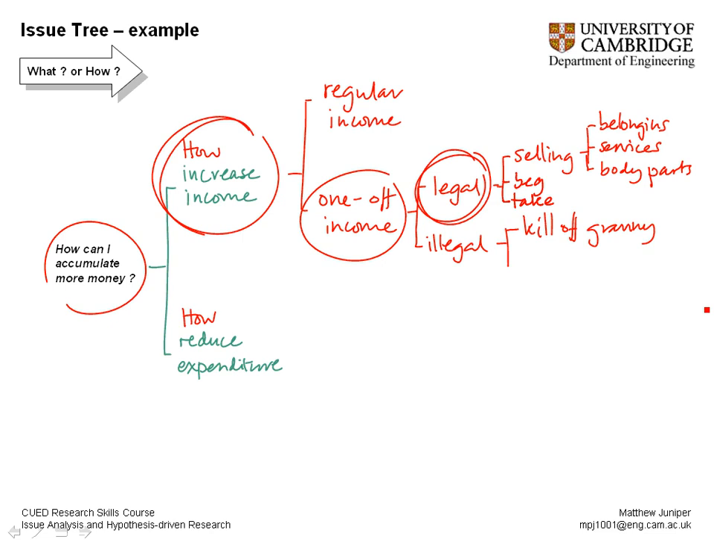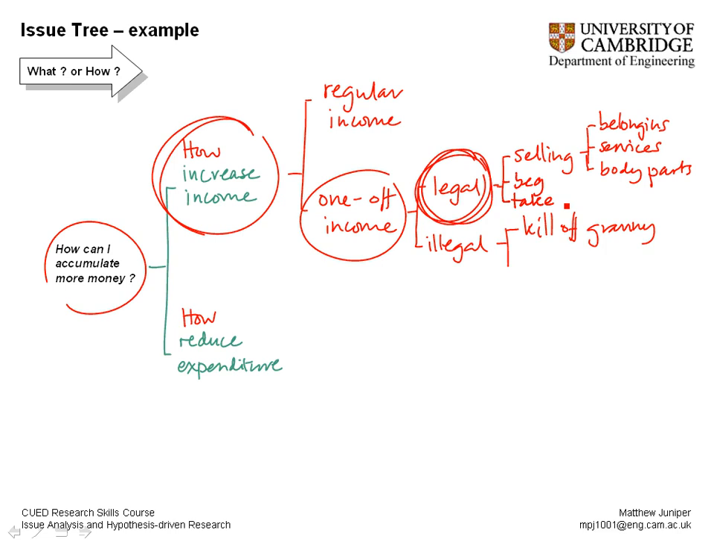But there are various ways of taking money as well, perfectly legally. You could wander around the streets and pick up coins that people have dropped on the ground. And these are things that you might not have thought of the first time you set about asking how can I accumulate more money. By dividing the question up into a lot of little questions, these extra ideas come forward.